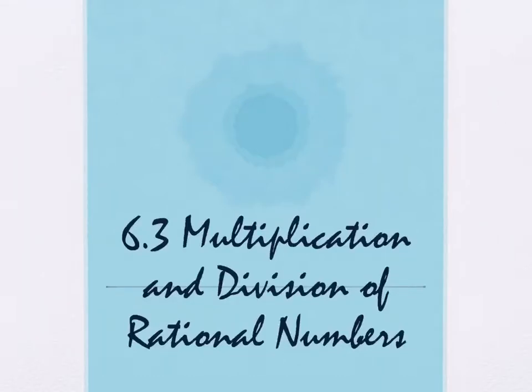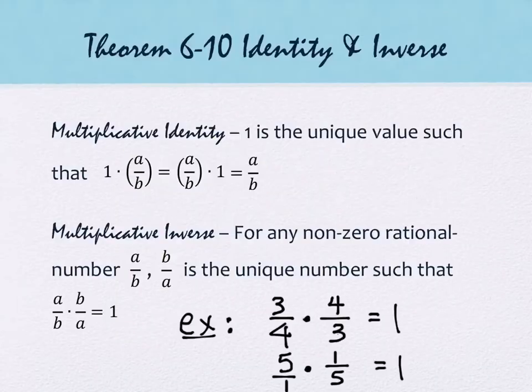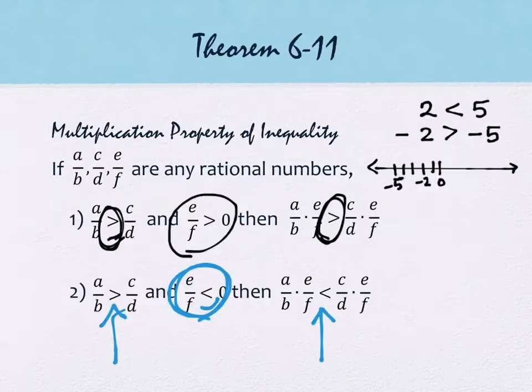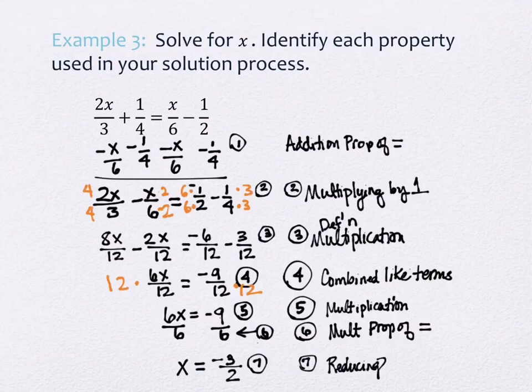All right, last time we started section 6.3, and we took a look at the first part, which was multiplication of rational numbers. And today we're going to finish up with the other part, which is the division of rational numbers. And we're going to jump right back in to a definition of division.